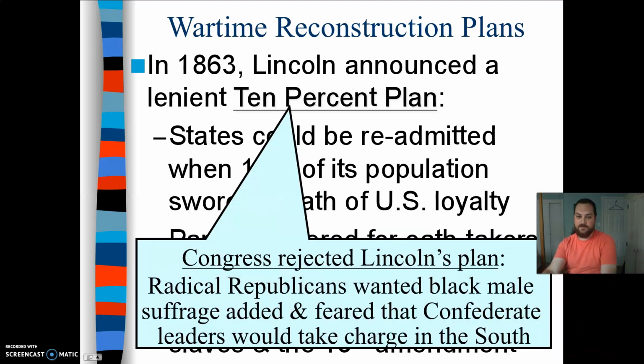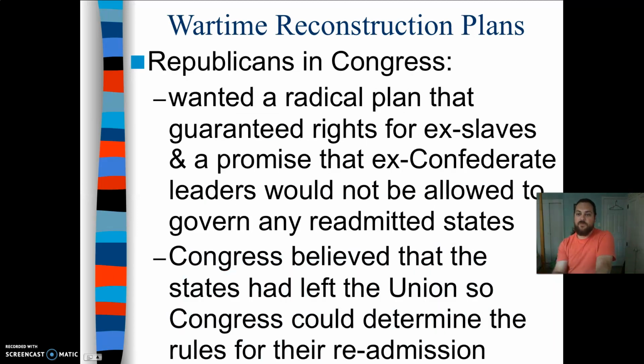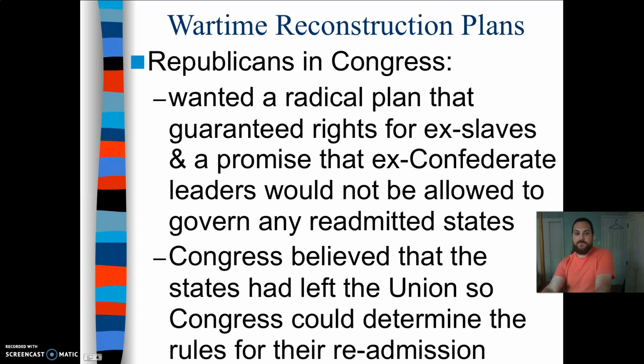Congress does not like the plan. The Radical Republicans wanted to make sure that black men could vote. They feared that the Confederate leaders would again take charge of all the states. So they want more than this. The Radical Republicans wanted what was considered a radical plan: guaranteed rights for ex-slaves, and a promise that Confederate leaders would never be allowed to hold a political office again.